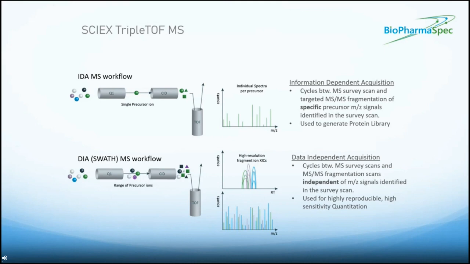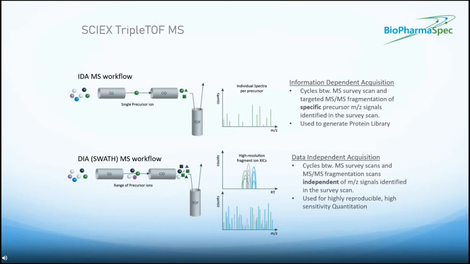So the top image shows the data-dependent acquisition, where the method cycles between the survey scans and then subsequent targeted MS fragmentation of a very specific precursor signal that's been identified in the survey. So as the fragmentation spectra are attributable to a single precursor mass, it's used for the library generation.